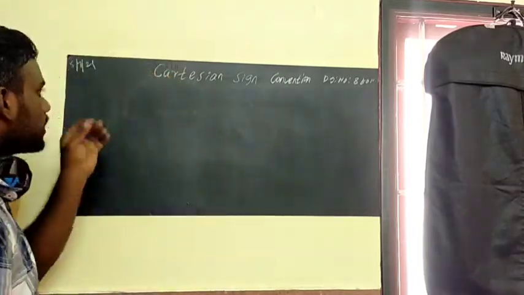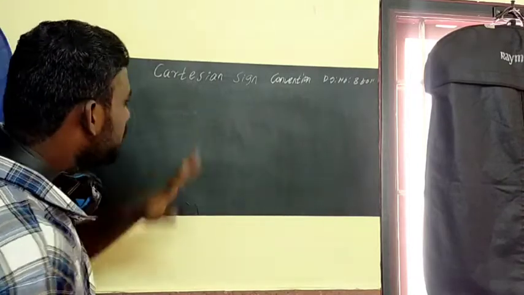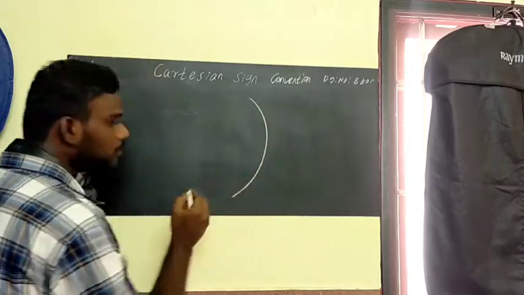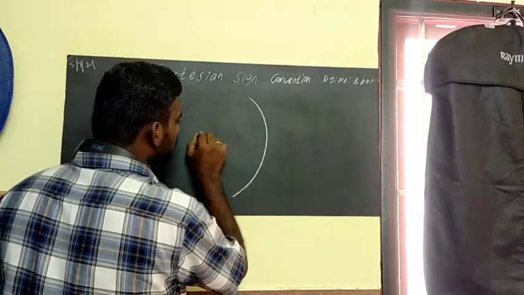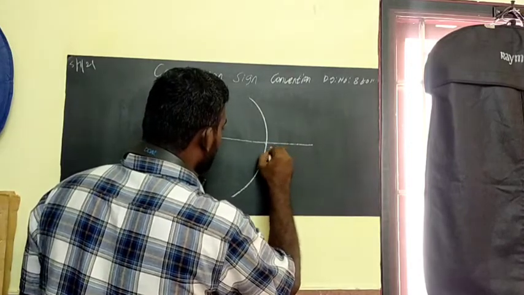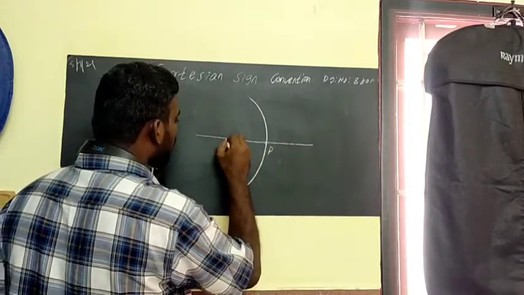So I am going to introduce the Cartesian sign convention for the concave mirror. I am taking the concave mirror. Is that clear? This is the principal axis. This is the pole. You know that the center of the reflecting surface is called the pole, and we have a curvature.